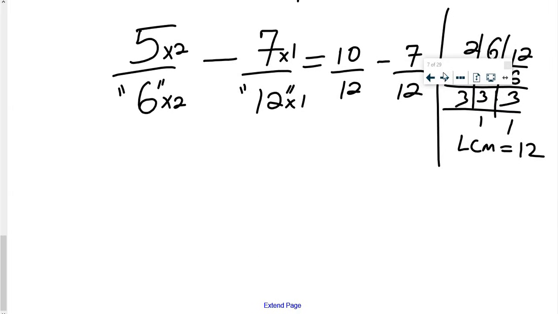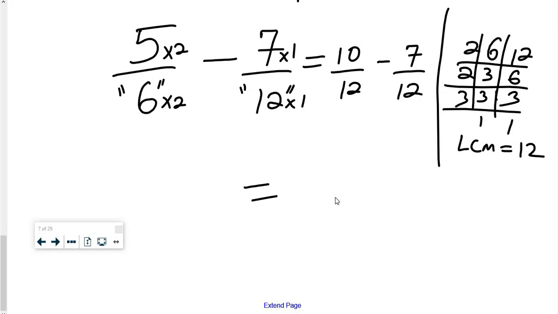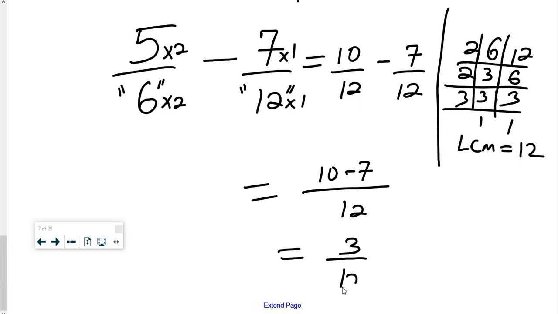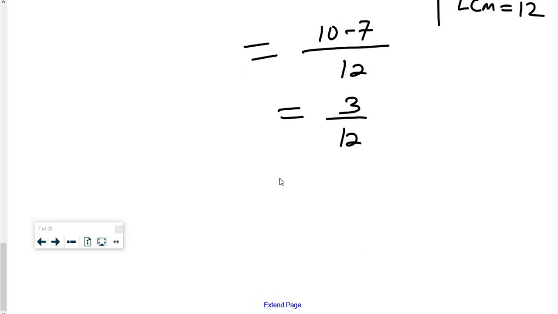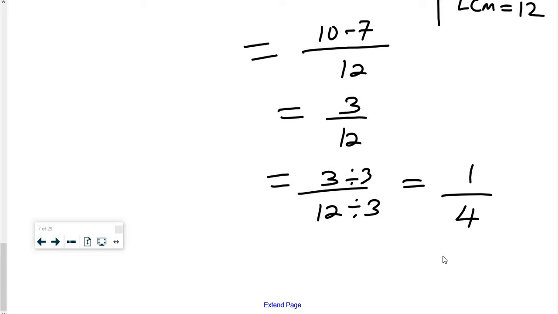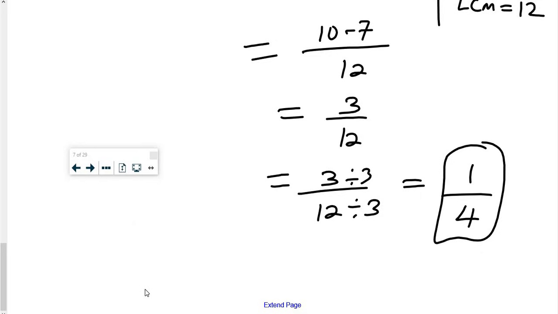And the final answer will be 12 here, 10 minus 7, answer will be 3 upon 12, which you can simplify by dividing by 3 here, divide by 3 here, answer will be 1 upon 4. Now, this is the fraction which was left for saving. Alright, so the next question.